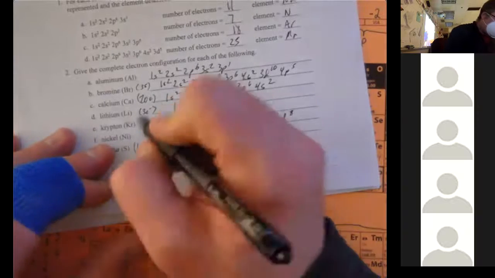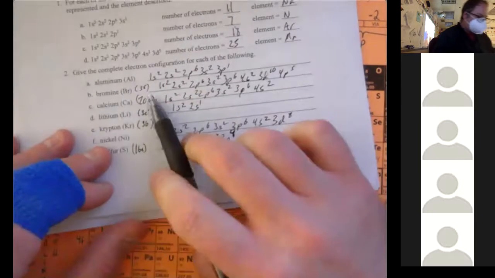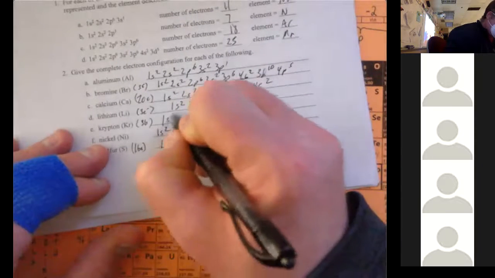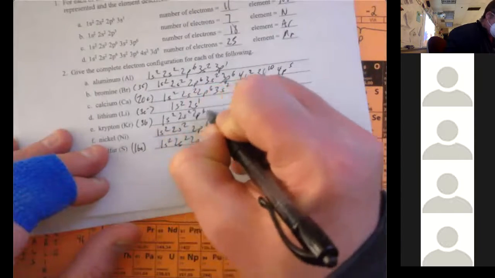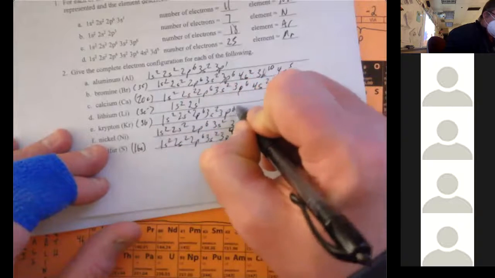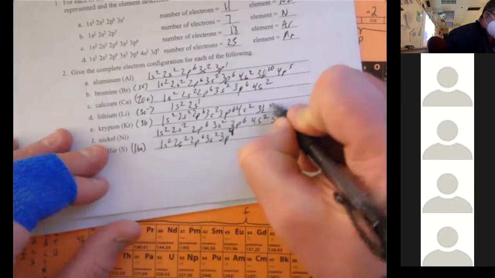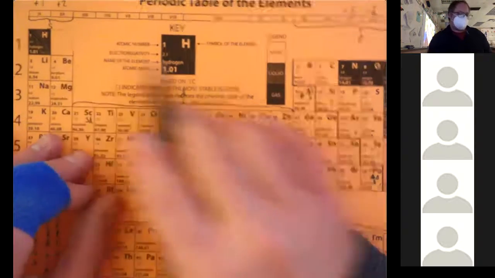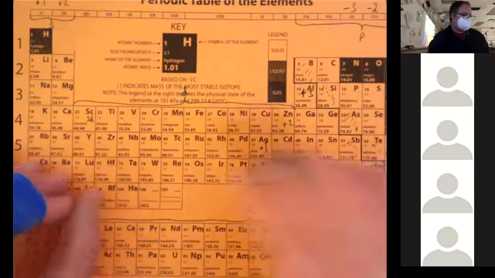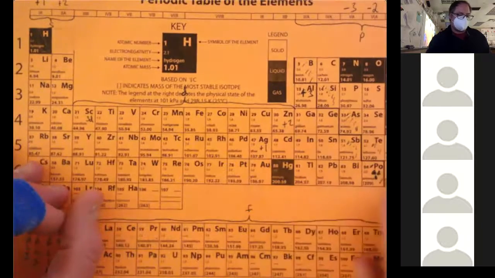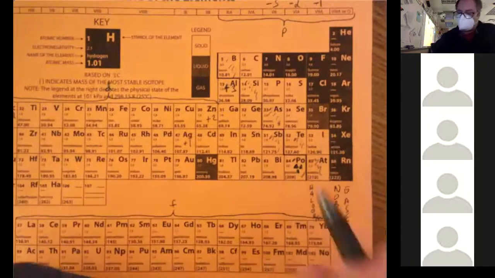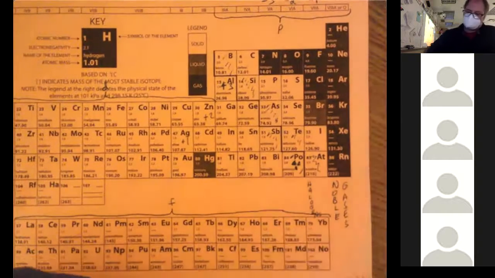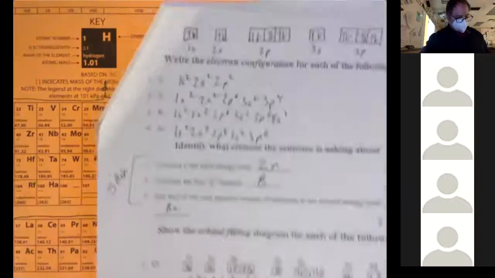Now, krypton has 36. So it's going to be the same as bromine, but instead of 4p5, we're going to have 4p6. Or we could just follow along the periodic table again, and we would see that. 1s2, 2s2, 2p6, 3s2, 3p6, 4s2, 3d10, 4p6. Krypton. Yeah. All right.